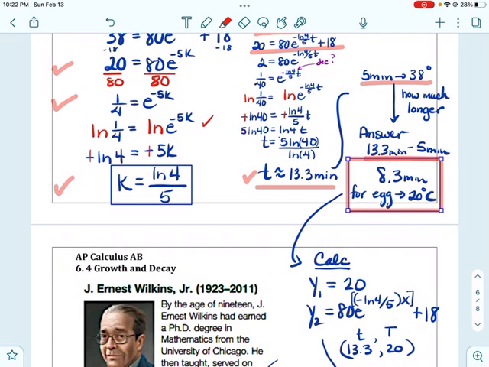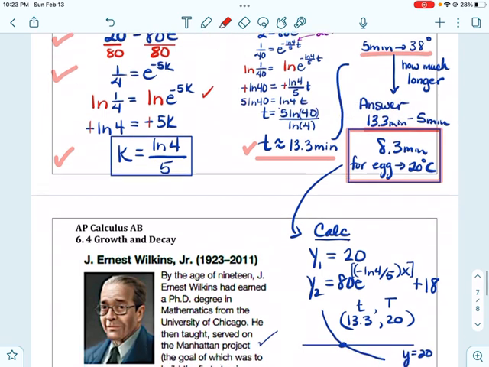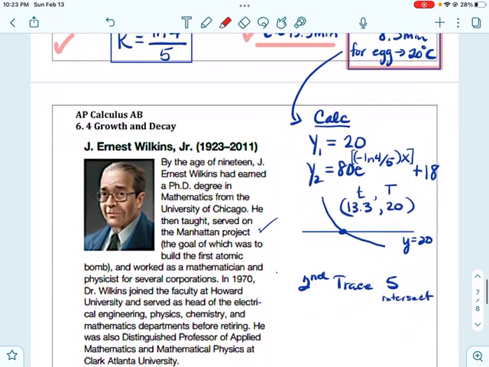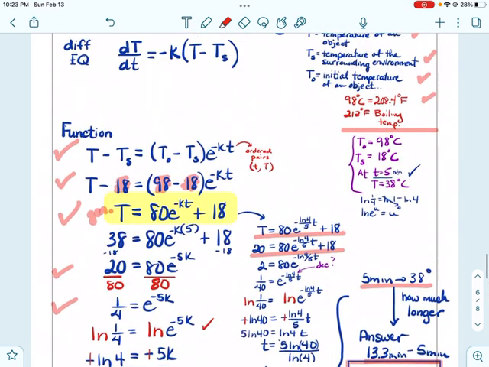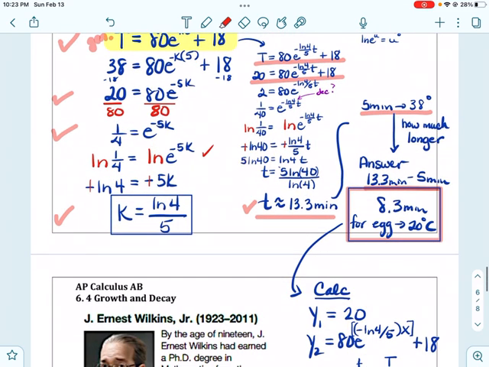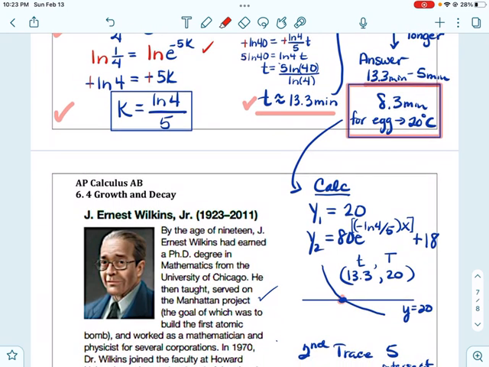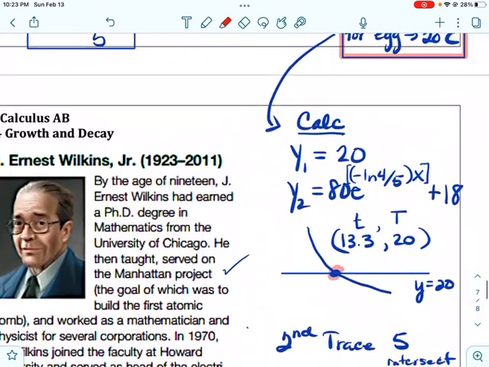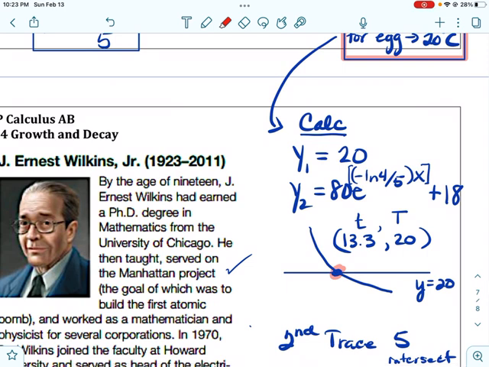One of the things you can do with the calculator is plug it in: y sub 1 is 20, because that'll be the temperature, and y sub 2 will be 80 e to the negative ln of 4 over 5 x, plus 18. You can see that they meet at the point where y is equal to 20 and your exponential function. Second calc 5, or second trace 5, for intersection. You can find the point is 13.320.